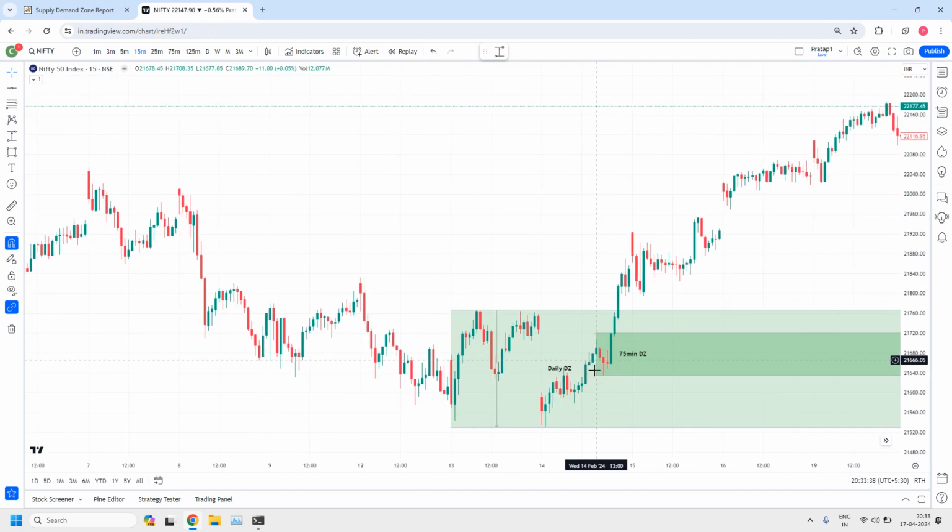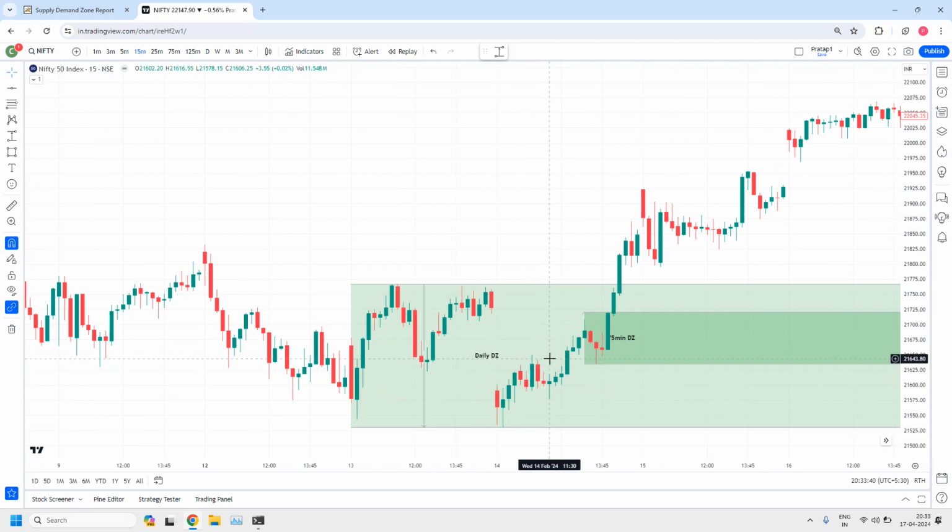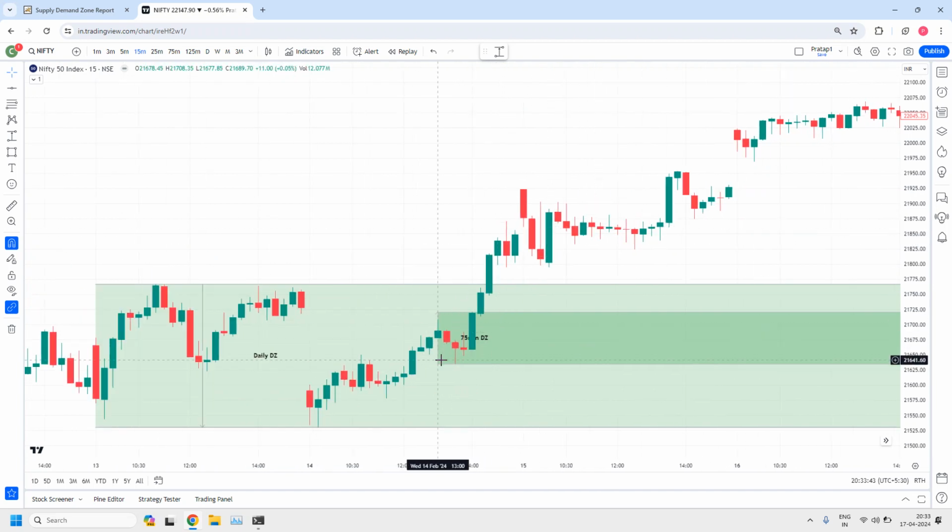Yeah, here in this 75. This is again in this daily demand zone. We have a 75 minutes demand zone. In this 75 minutes demand zone, we have a high liquidity zone. 14-2, we have a 2 base candles rally, and this is a high liquidity 15 minute zone.